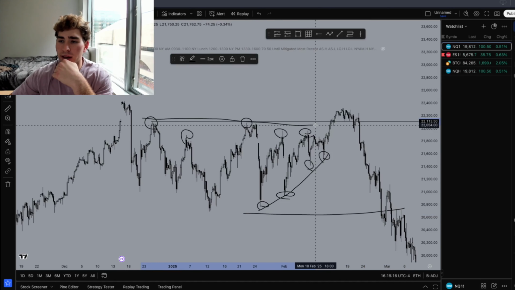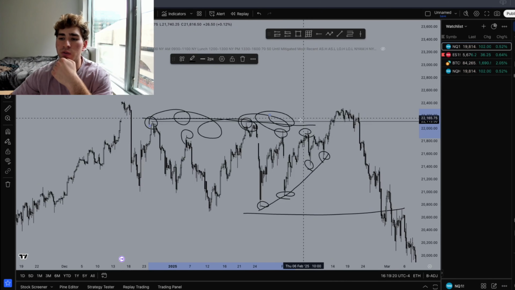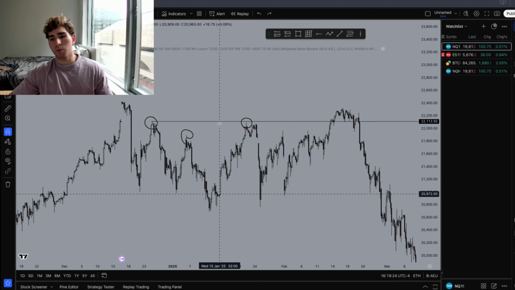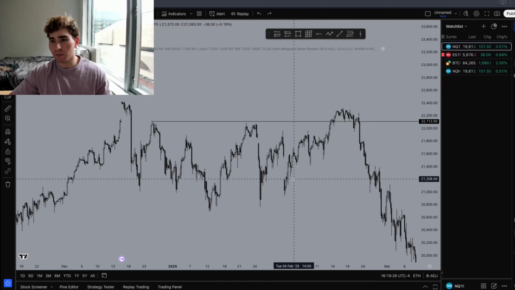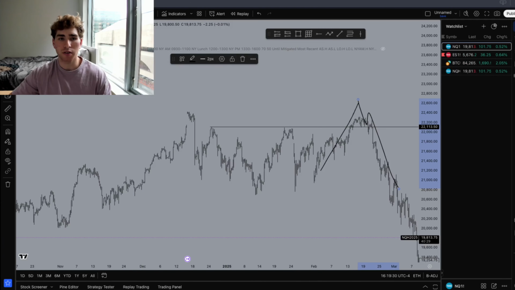All this level of buy side waiting to get taken out. Millions and billions of dollars right here waiting to get flushed out of the market. What do the banks do? Come out, take it out, and then we get a nice move to the downside.